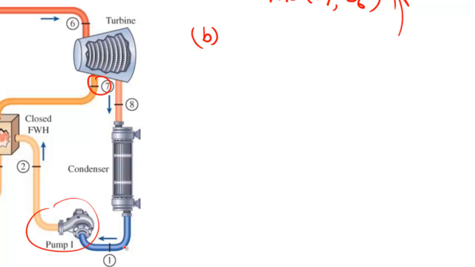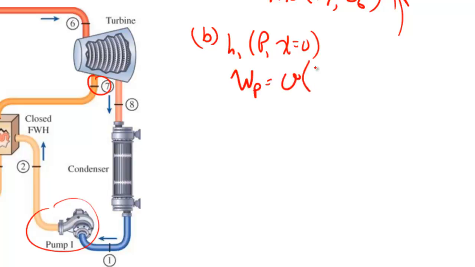And so we know what the enthalpy is at point 1. This is a saturated liquid. So we know H1 is going to be at P1 and at X equals 0. You also might remember that since we're pumping liquids, the actual pump work right over here is going to be essentially V times the difference in pressure, so P2 minus P1, and this would just be V of a saturated liquid going in.